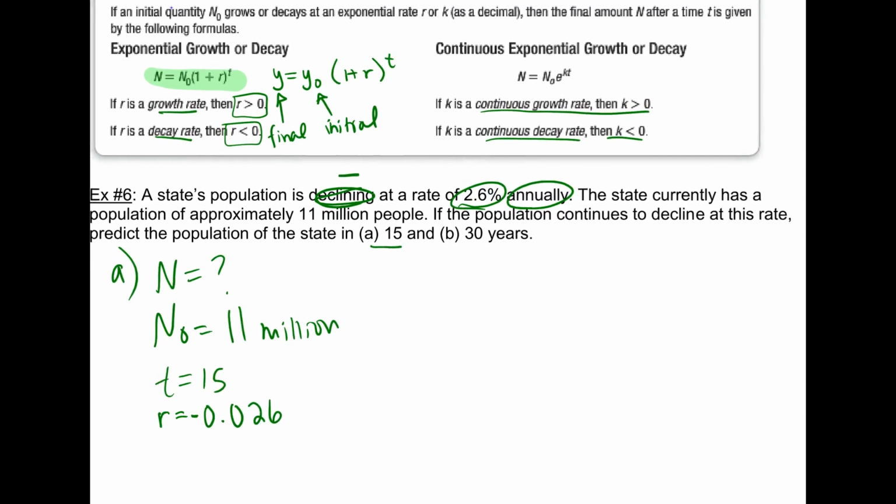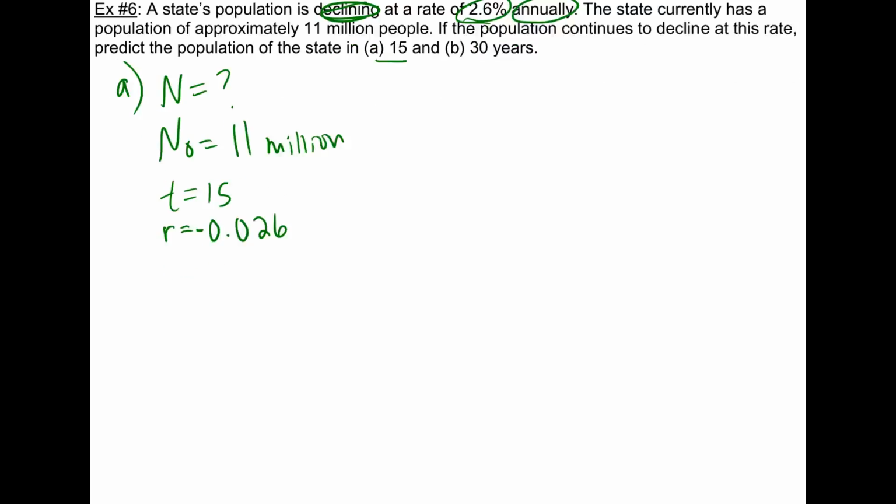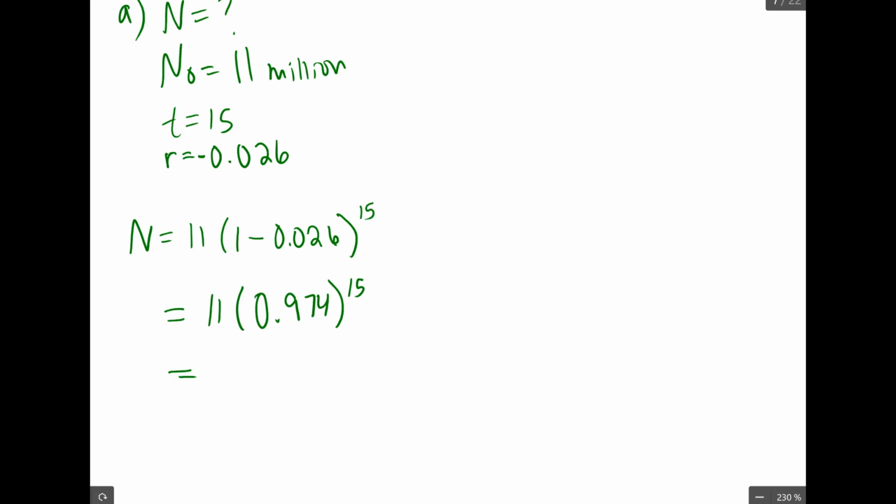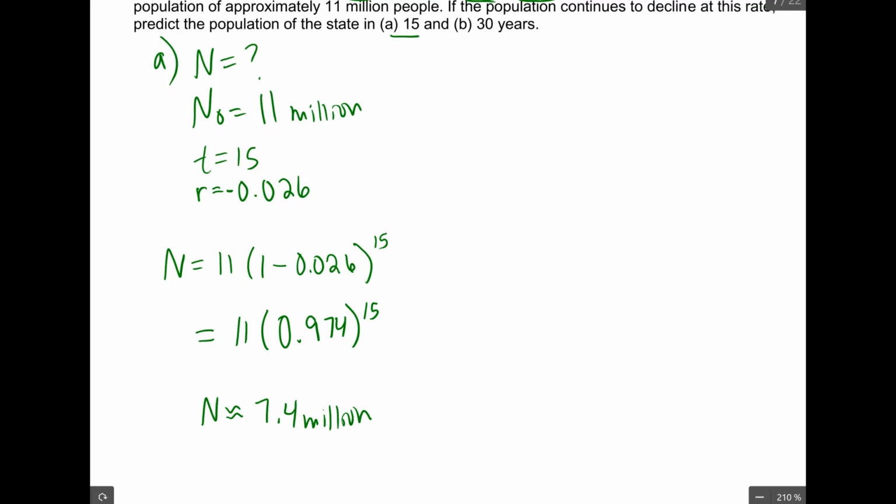It's annually, not continuous. I'm going to use the left equation. So I can plug this in. N equals 11 times (1 minus 0.026) to the 15. Well, it's the same thing as saying 11 times 0.974 to the 15. Okay, so what this means is the population, the N, the final, is going to be about 7.4 million people. Go ahead, pause the video and see if you can solve for B.